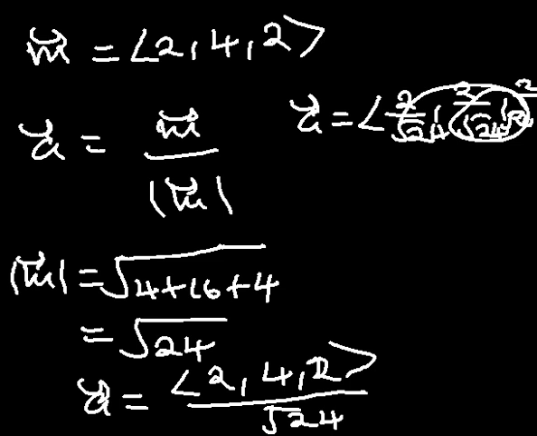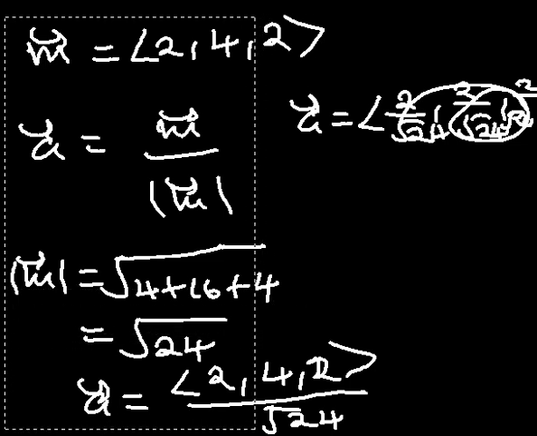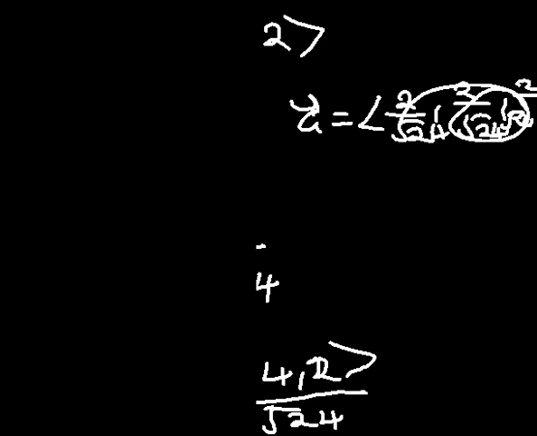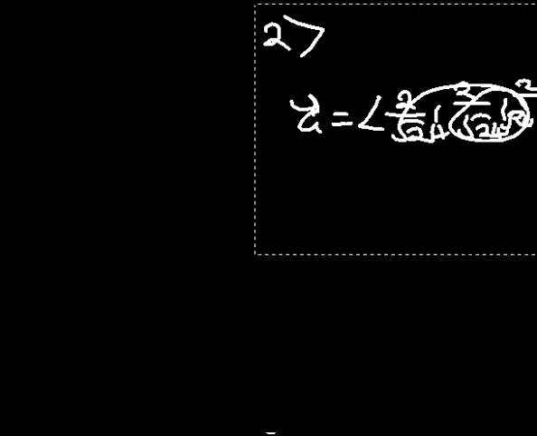So as you can see, the magnitude of the vector A will be equal to 1. That is the unit vector, where the magnitude is given as 1.